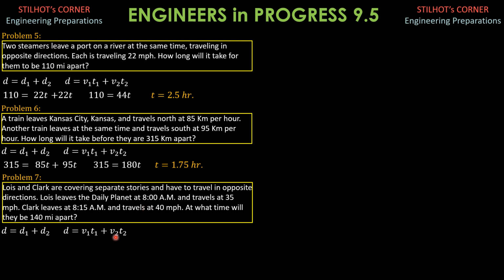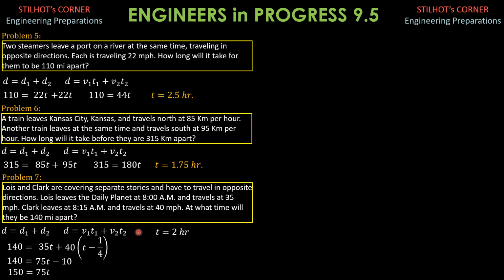So 15 minutes is 1/4 hour. Therefore, distance, which is 140, equals 35 times t plus 40 times the travel time of Clark, which is t minus 1/4. So 140 equals 35t plus 40t, that's 75t minus 10. So 140 plus 10, 150 equals 75t. Solving for t, 150 over 75, and that is 2 hours.